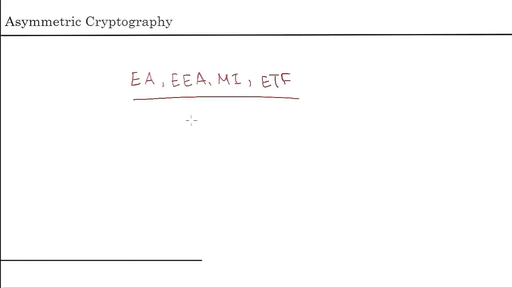We'll first try to understand some mathematical concepts and algorithms, such as the EA, which stands for the Euclidean algorithm, the extended Euclidean algorithm, the modular inverses, and Euler's totient function. We'll try to combine these to create our own simple asymmetric crypto system that uses one key for encryption and another key for decryption.